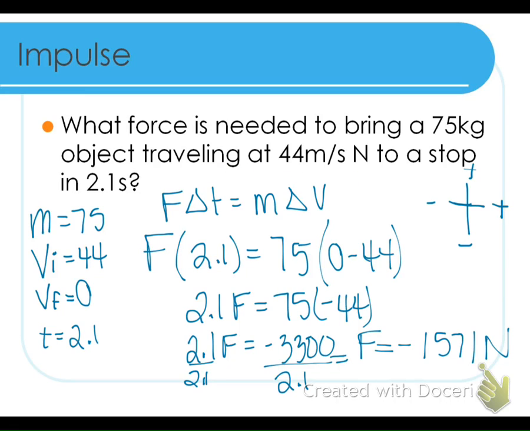Since our original velocity is positive, the force required to stop it must be opposing that, which means it needs to be negative. Okay, are we clear? All right, let's try another one.